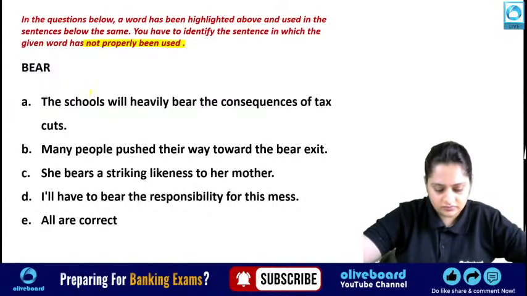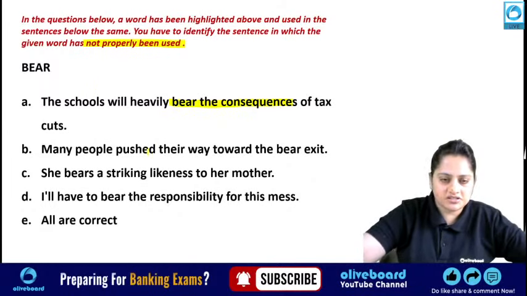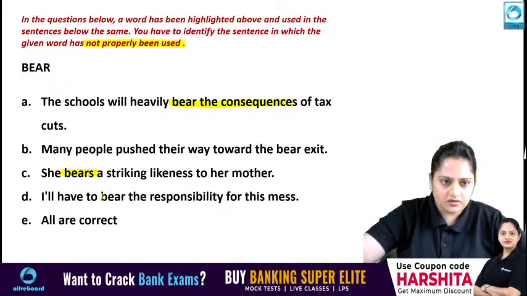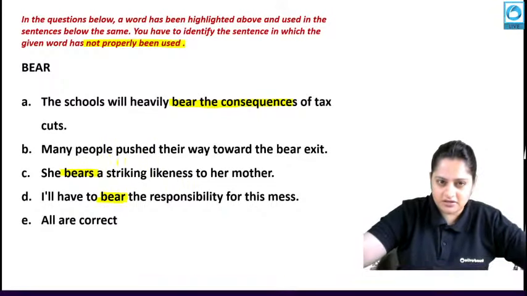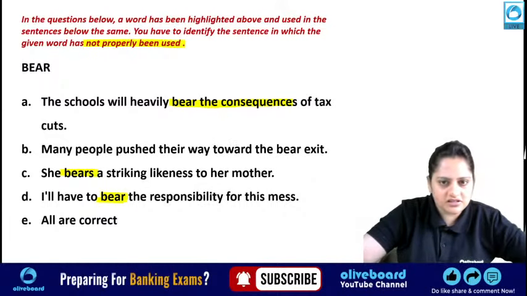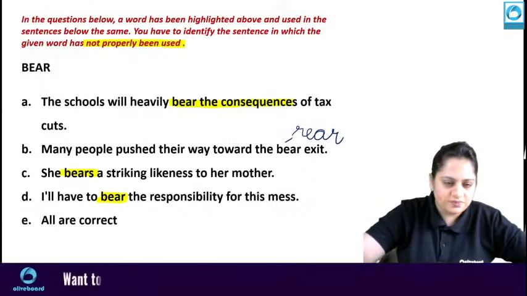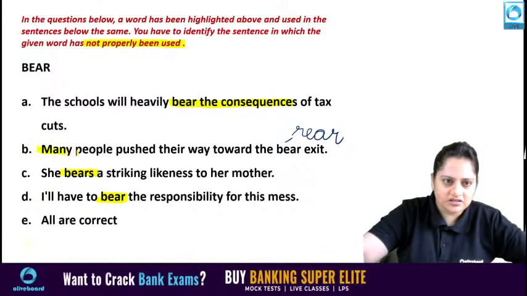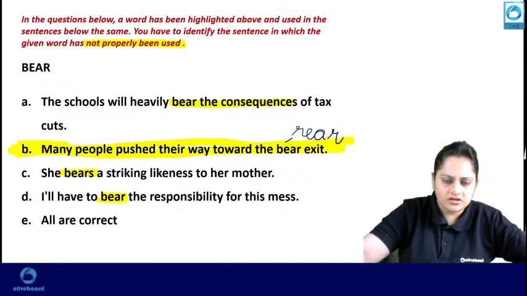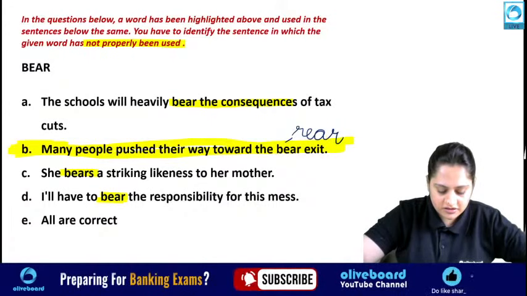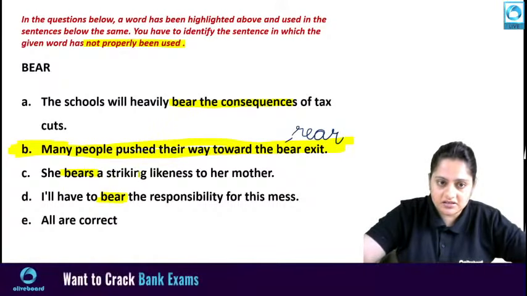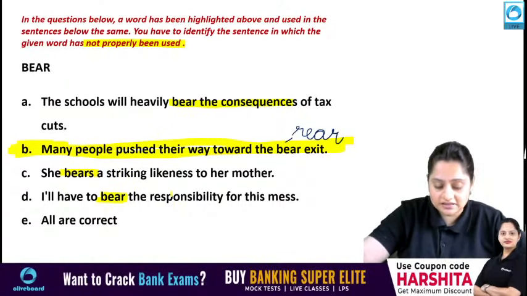This is doable. We say bear the consequences, deal with the consequences. Bears a likeness. I'll have to handle the responsibility, bear the responsibility. Which exit we say, guys, not bear exit. It is rare exit. So B, this was easy. This was doable in the word usage set. B. This is not using the word correctly. B answer. Rare exit we say, not bear exit. Bear the consequences, face the consequences. Bears a likeness, shows a likeness. Bear the responsibility, take the responsibility.